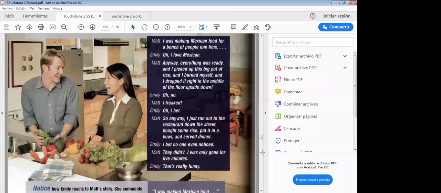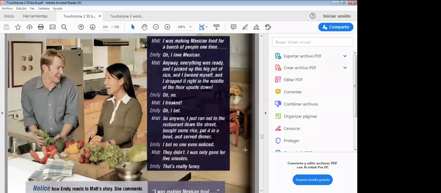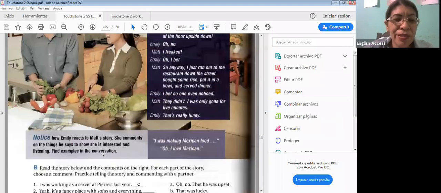I love Mexican. Yes, I love Mexican, okay. Another? Oh no. Oh no, yes. Another one? Oh, I bet. I bet. Another one? That's really funny. That's really funny. Okay, so here we have these expressions.